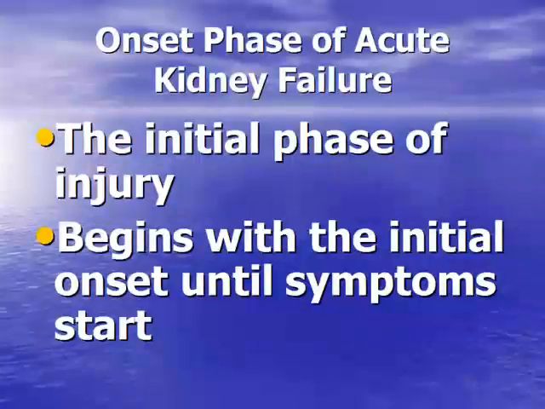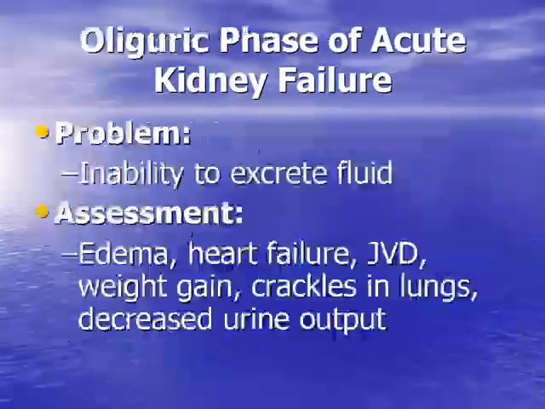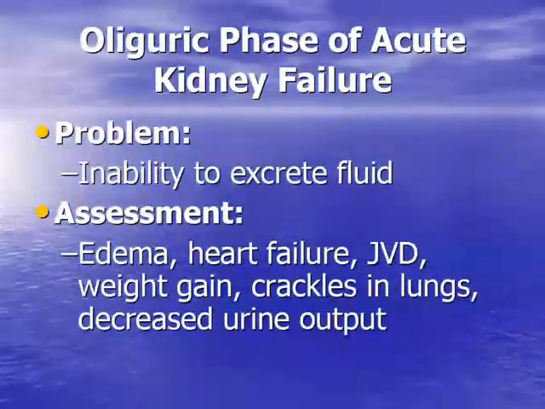The next phase of acute kidney failure is called the oliguric phase. This is phase 2. Your textbook refers to this as the maintenance phase. This is where decreased glomerular filtration rate and tubular necrosis will occur. So upon assessment, that patient will have edema, heart failure, neck vein distension, or jugular vein distension, same thing, weight gain, crackles in the lungs, and a decreased urine output.